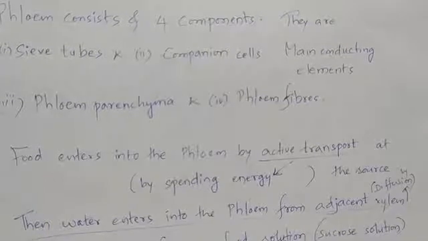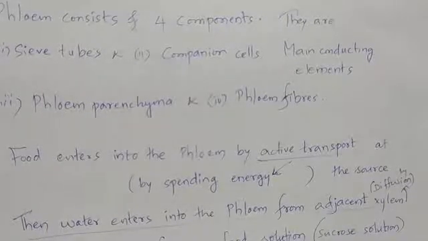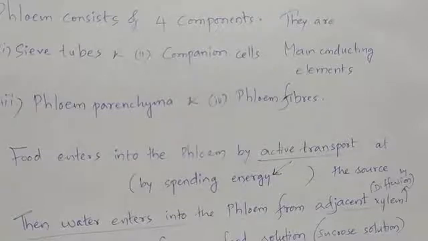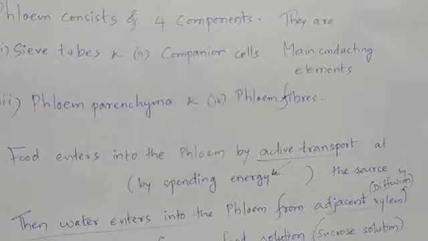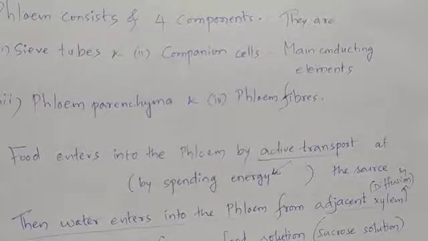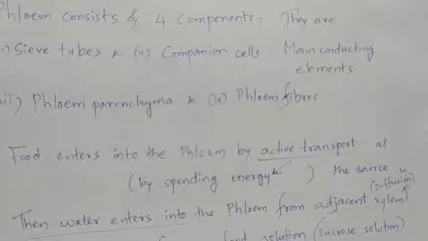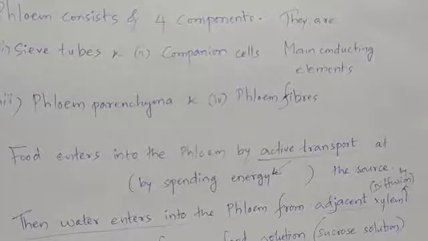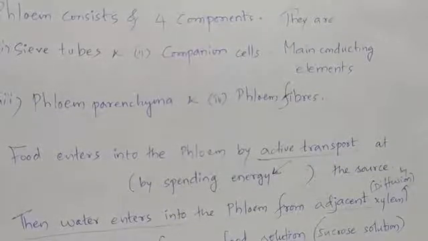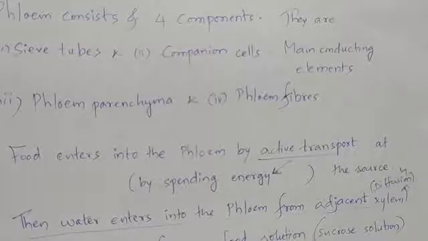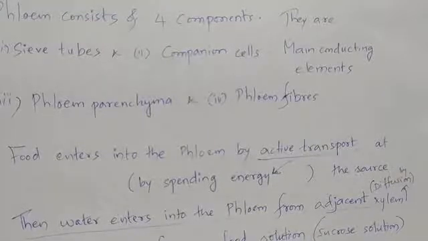So, where the food is synthesized, that is in the leaves, also vascular bundles are there. From the leaves, food enters into the vascular bundles, that is into the phloem. How does the food enter into the phloem? By active transport, by spending energy.